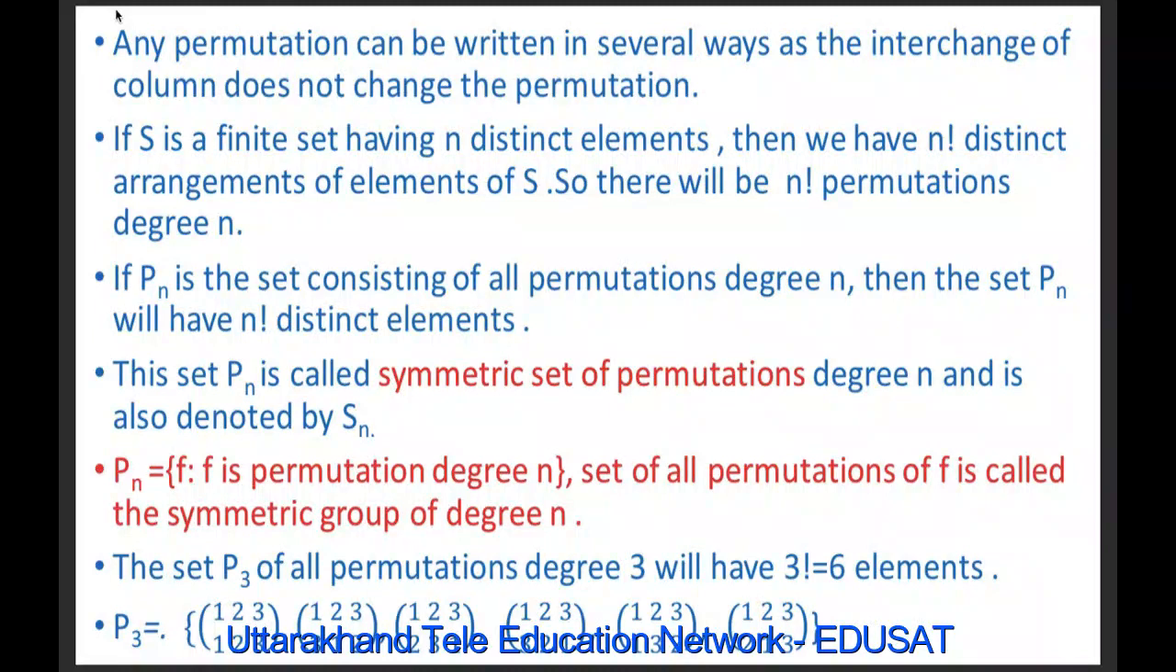The set P3 of all the permutations of degree 3 will have factorial 3, equal to 6 elements. For example, I have taken P3, for the set under consideration 1, 2, 3. We can arrange the elements 1, 2, 3 in 6 different ways, like 1 2 3, 3 1 2, 2 3 1, 3 2 1, 1 3 2 and 2 1 3. So P3 is equal to the set of 6 elements.